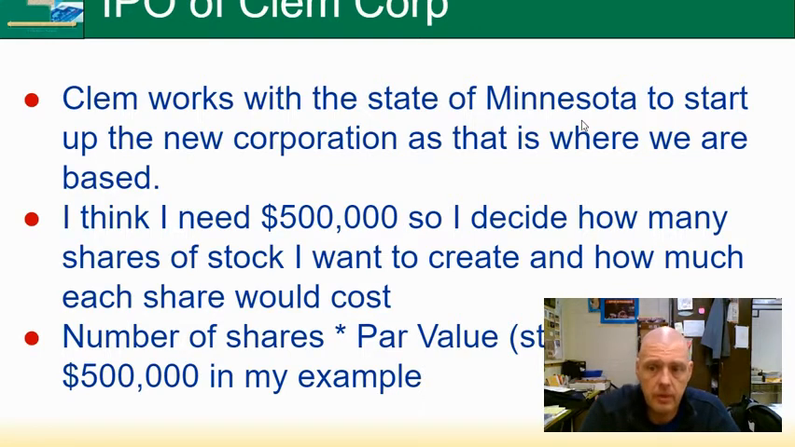So Clem is going to work with the state of Minnesota to start up this new corporation, as that's where we're based. I've decided that I think I need $500,000 to make that happen. So I need to now calculate my shares, right? The number of shares that I want to issue times what's called the par value, or the stock price, has to equal $500,000 in my example.